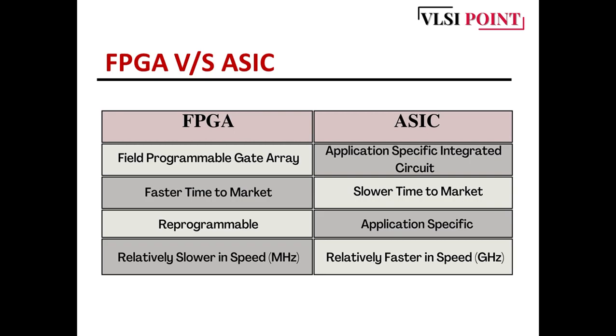Also, FPGA is reprogrammable in nature. However, ASIC is application specific. We cannot reprogram it. FPGA has a relatively slower speed, in the range of megahertz. However, in the case of ASIC, it is relatively faster in speed. The frequency is in the range of gigahertz. So this is what we have seen: what is the FPGA and what is the need of it?